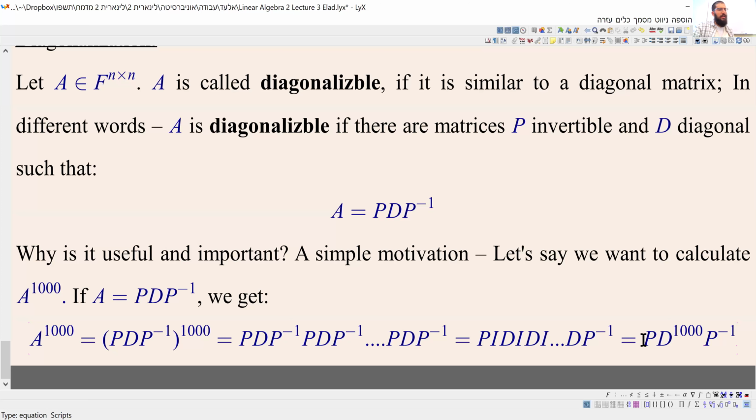P minus 1. Why is it? Oh, it's the WhatsApp, whatever. Where is it? Where are you?